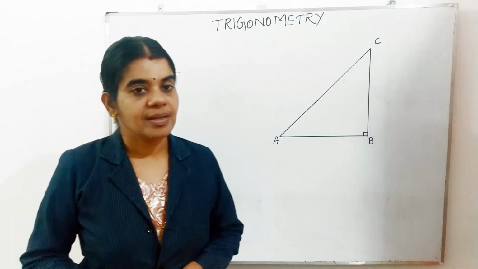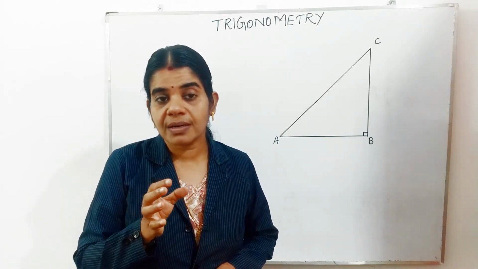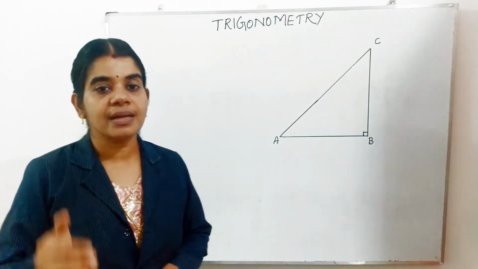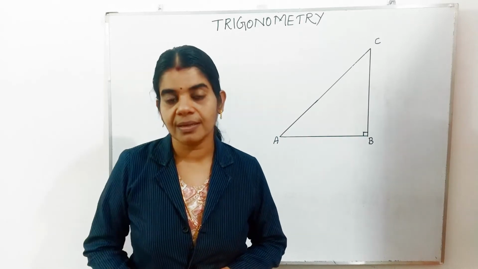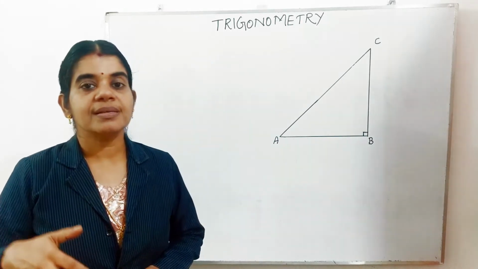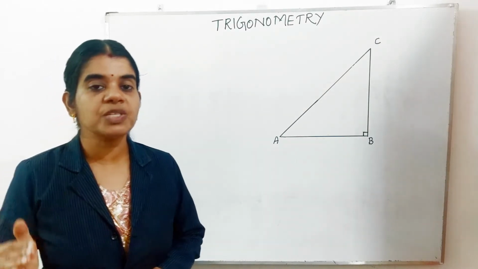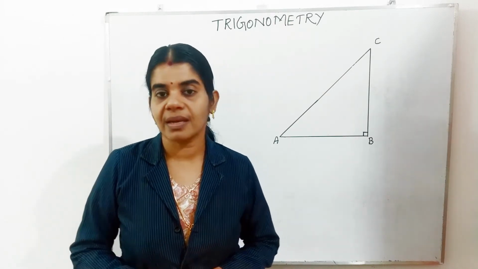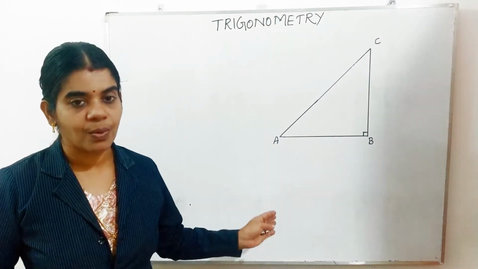In this lesson, we are discussing a right triangle and its side ratios related to an acute angle, which are known as the trigonometric ratios. The ratios of the sides of a right triangle with respect to the acute angle are known as the trigonometric ratios. There are 6 trigonometric ratios, which we are discussing now.